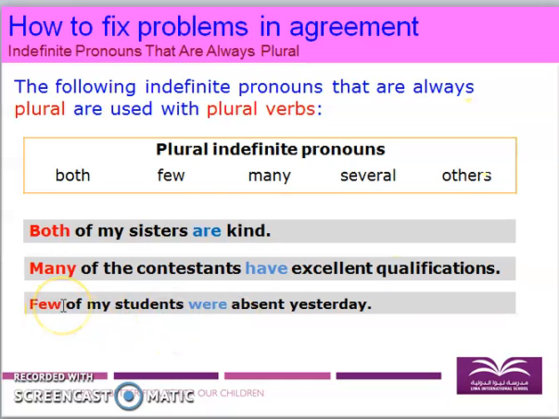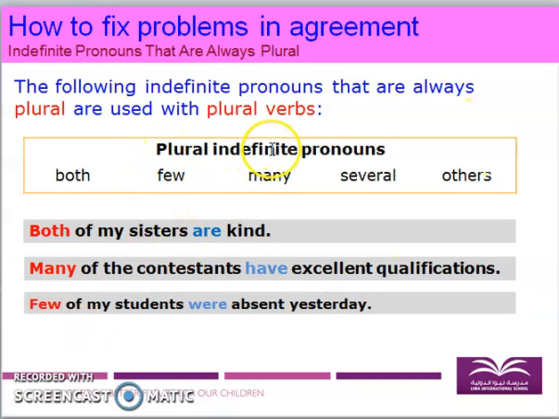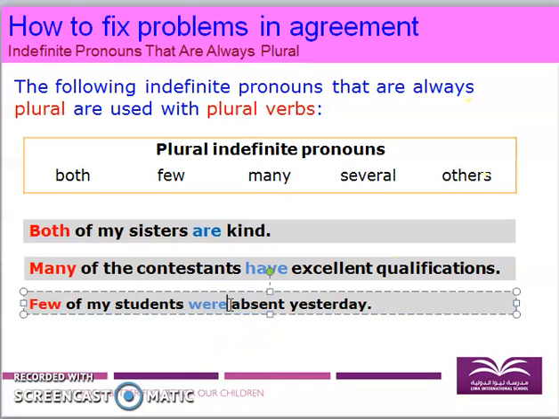Next, few of my students were absent yesterday. Few is our subject. And again, few is a plural indefinite pronoun. So what verb are we going to use now? Of course, a plural verb. And this is were.